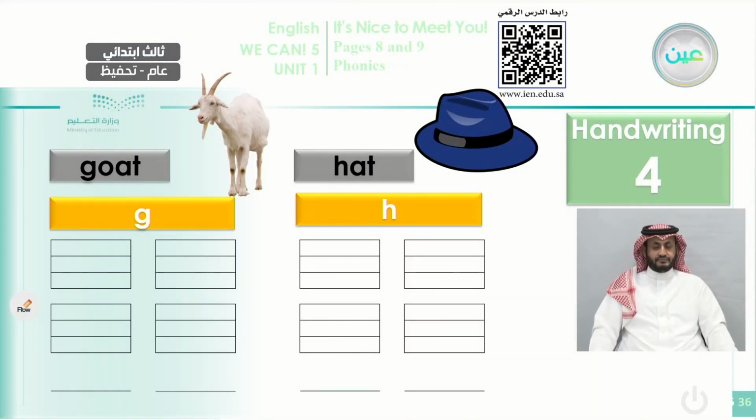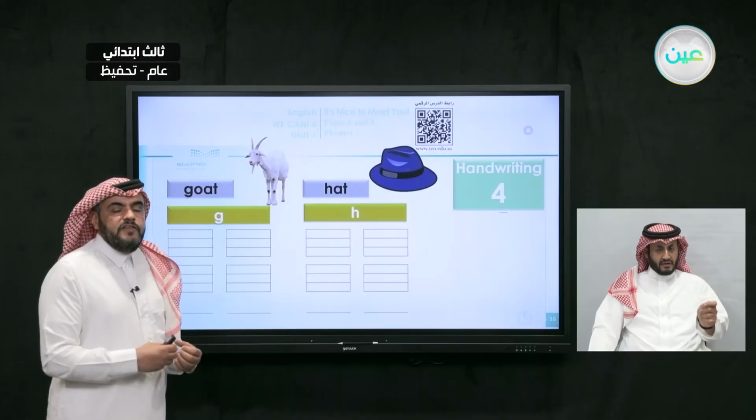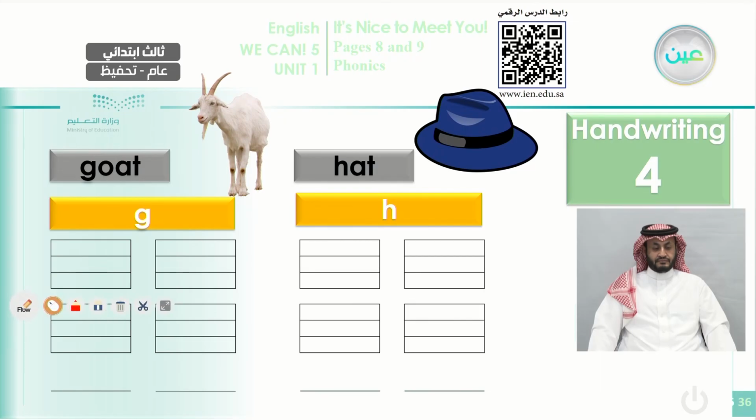And now we go to the last part of our class today. Here we have a goat. The first letter of the word goat is G, and we have the word hat. The first letter of the word hat is H. But how to write these 2 letters, we will learn how to write them correctly in online like this. Okay?